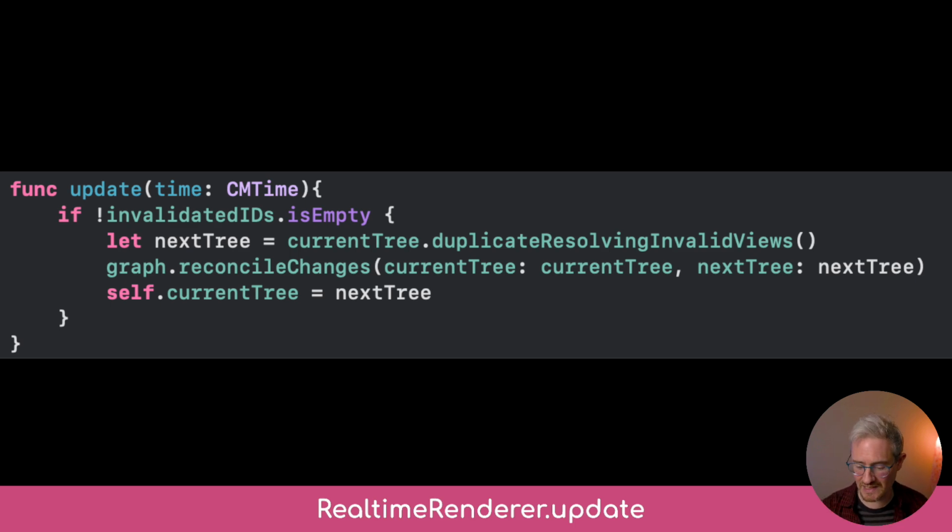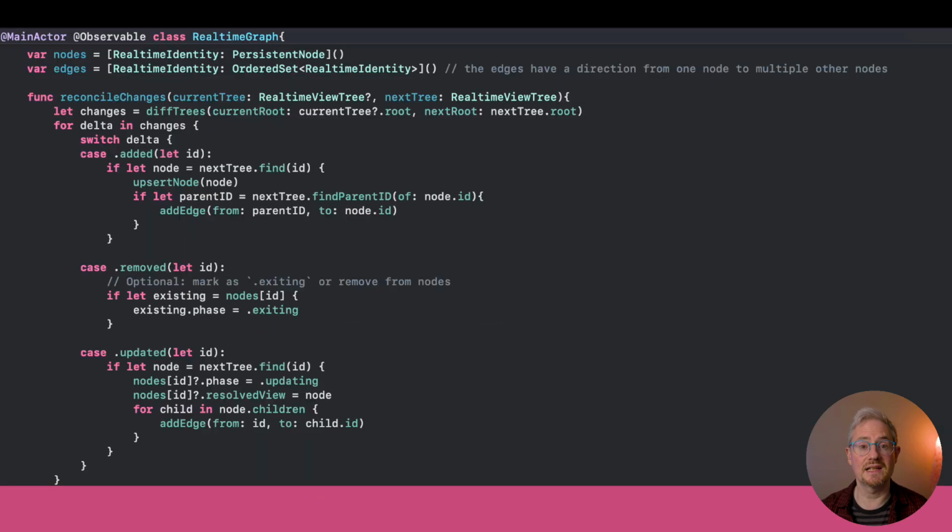This is the attribute graph, as SwiftUI calls it. I don't know that it's an attribute graph yet. I'm just calling it persistent nodes and stuff, but we'll get into that in a sec. So we take this next tree and we reconcile the changes with the current tree before turning that next tree into the current tree. So let's have a look at reconcile changes. This is where it gets big.